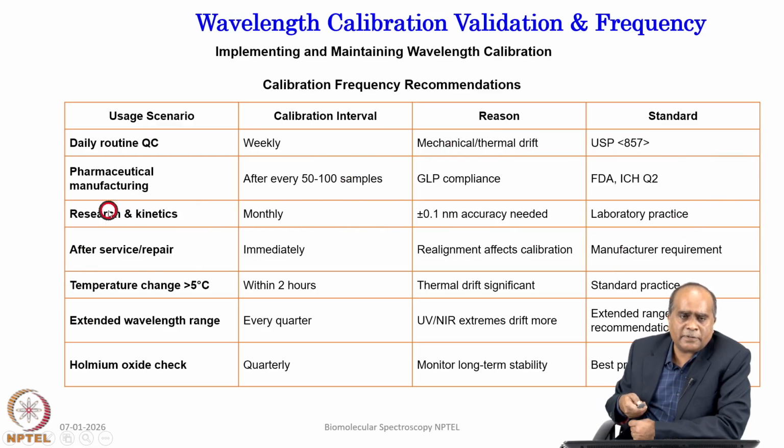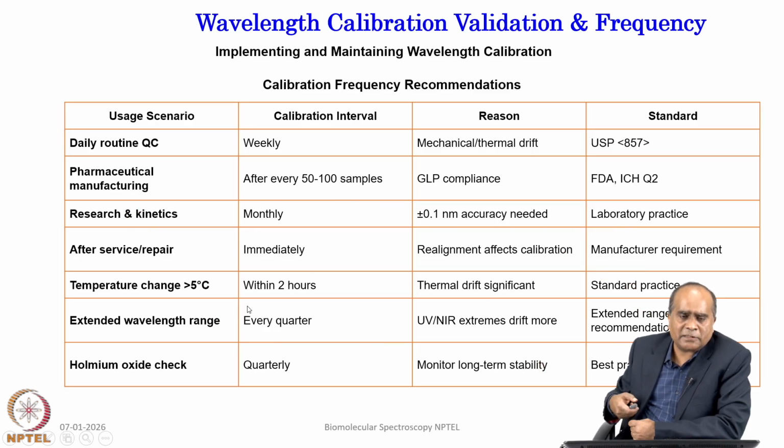After service and repair, realignment should be done immediately, and that is a manufacturer requirement one has to follow. Temperature change: if the temperature changes by more than 5 degrees, for example when your AC is going off, thermal drift can occur, and then you should follow the standard practice for calibrating it.